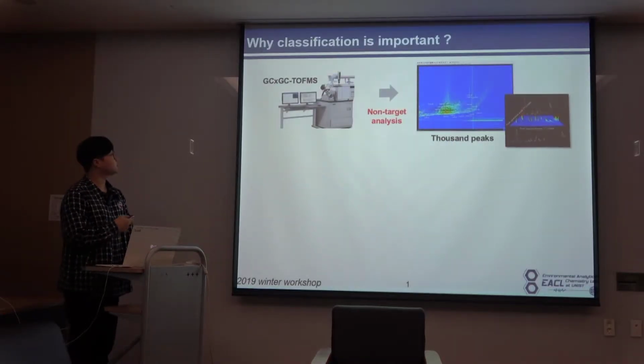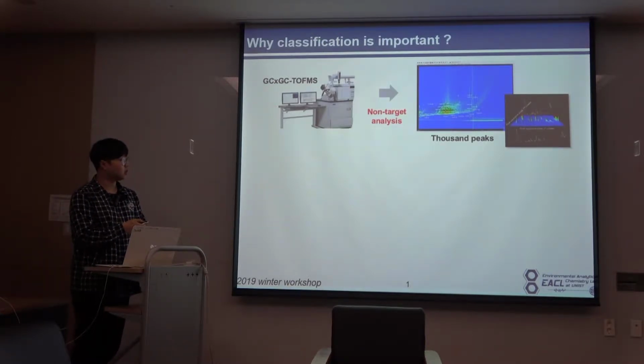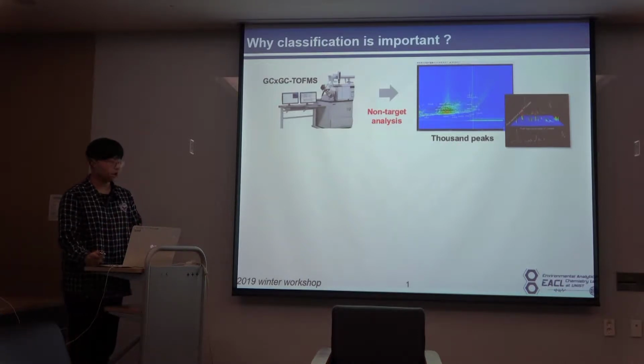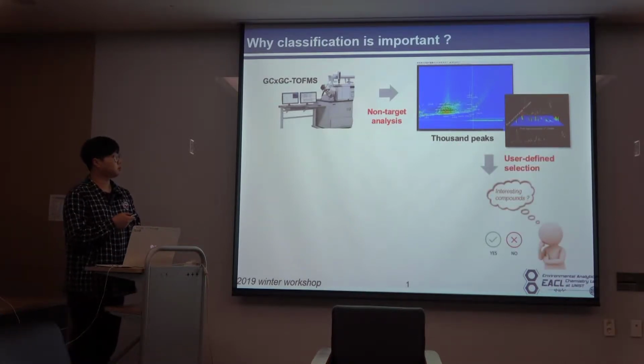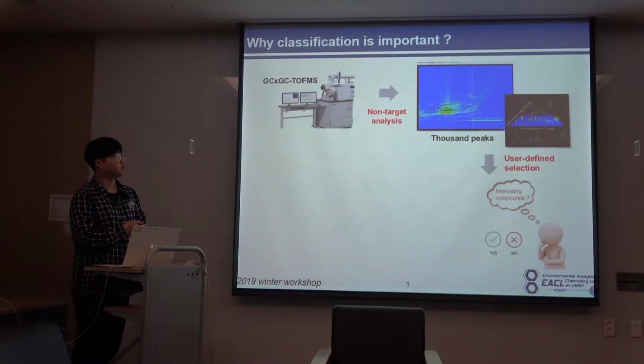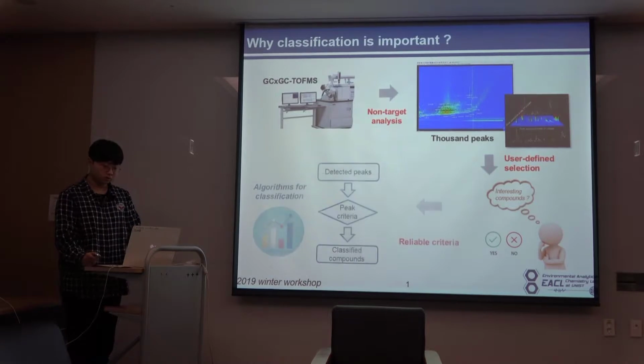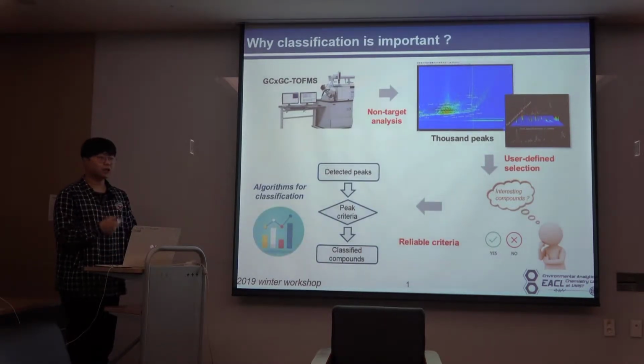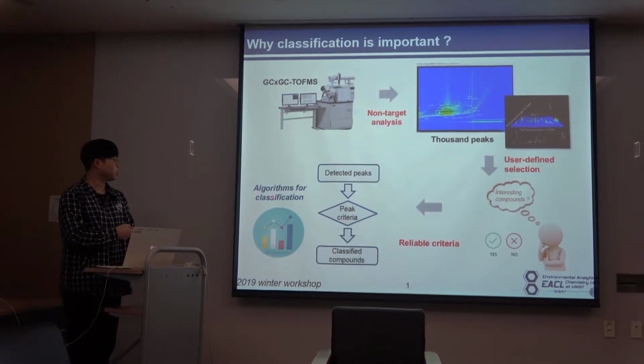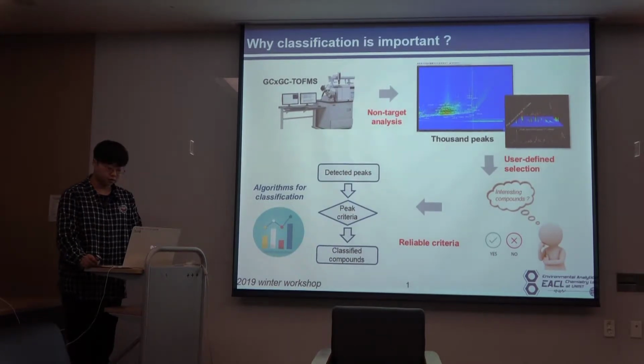First is the introduction. In GC×GC-TOFMS, non-target analysis was conducted and thousands of peaks were identified. That is the biggest problem: the data processing was defined by the user's selection of interesting compounds, yes or no. So before, classification or other statistical analyses were used for reliability criteria based on the detected peaks for our interesting compounds, using many algorithms or statistical analyses.